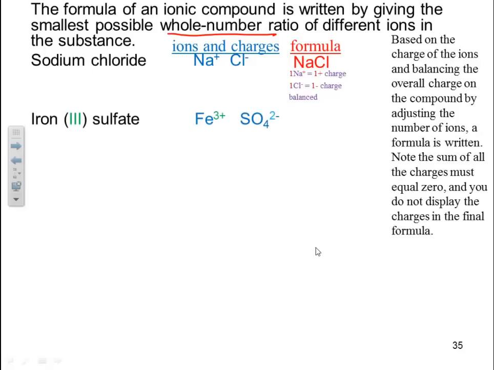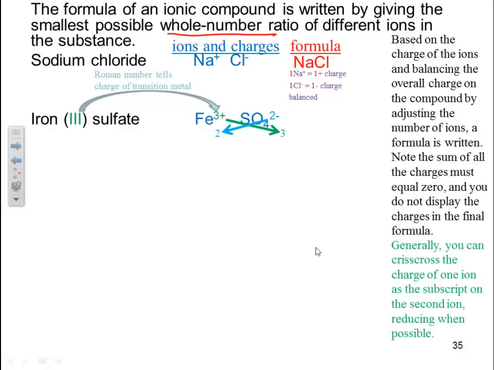Let's look at iron(III) sulfate. Ion charges: iron is a transition metal, so I need to know what the charge is. That's what's given to me by the Roman numeral 3. That's why it's part of the name. It tells me the charge. And sulfate, something we're going to memorize as a polyatomic ion, is SO4 with a 2- charge. Well, I have 3 pluses and 2 minuses. That's not balanced. I need the same number of pluses as minuses.